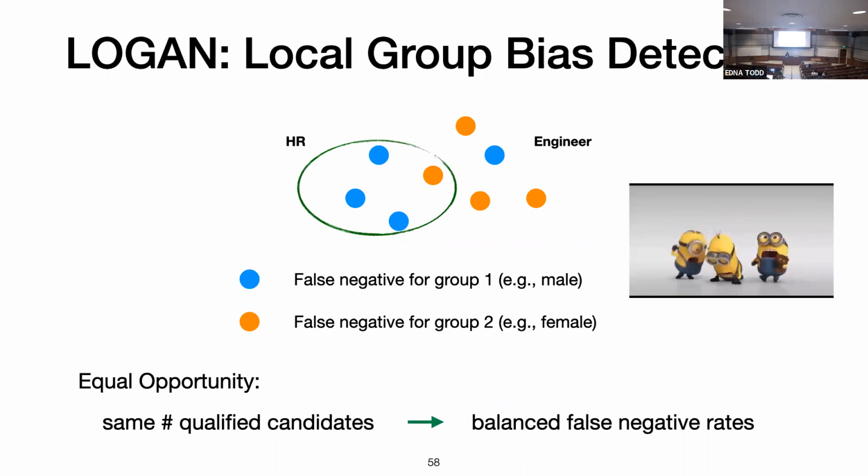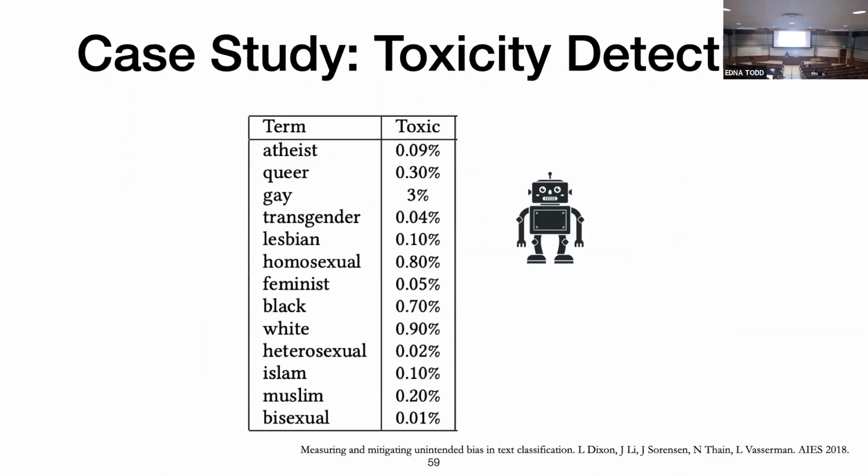Previously, researchers found that in a toxicity classifier, a model is much more likely to label a sentence containing the word gay as a toxic comment than other sentences. Therefore, the model has a much higher false positive rate on discussions about certain groups.